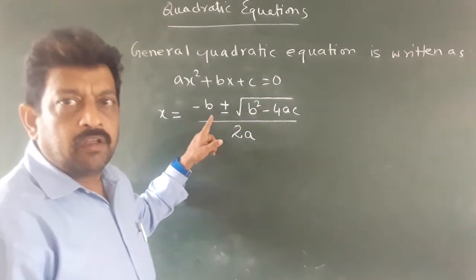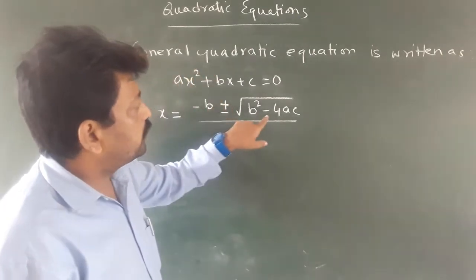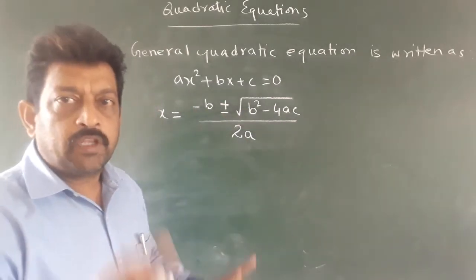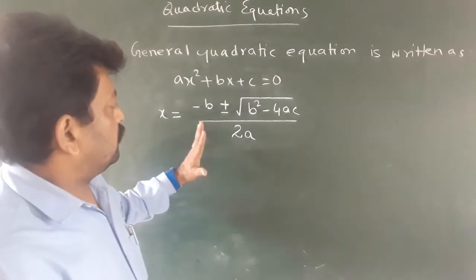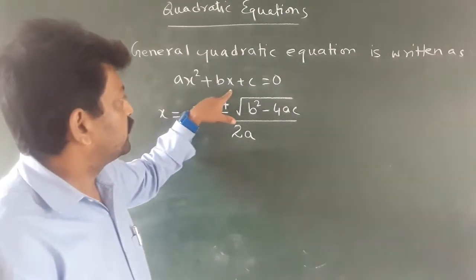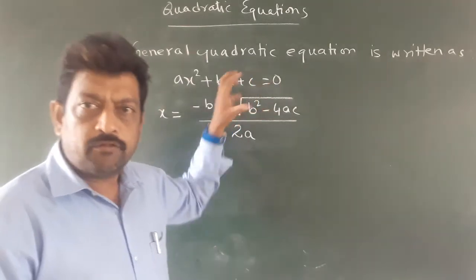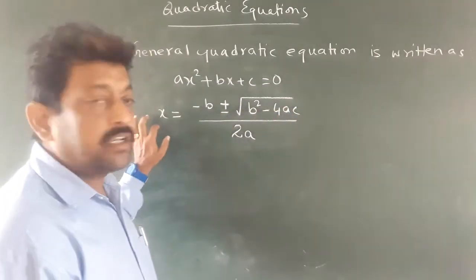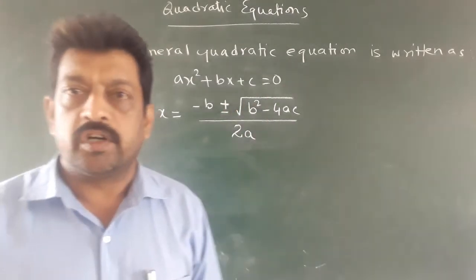So here you can see plus minus means we have to take both the positive value of root over b square minus 4ac and the negative value of root over b square minus 4ac. So these two values mean that there are two roots. We all know what is a. The coefficient of x square is a, the coefficient of x is b, and the constant is c. So with the help of the given equation, we have to find the values of a, b and c and put the values in the formula. So we will get two values of x.